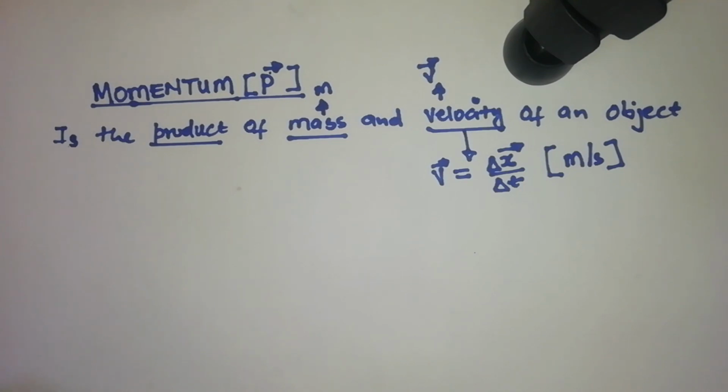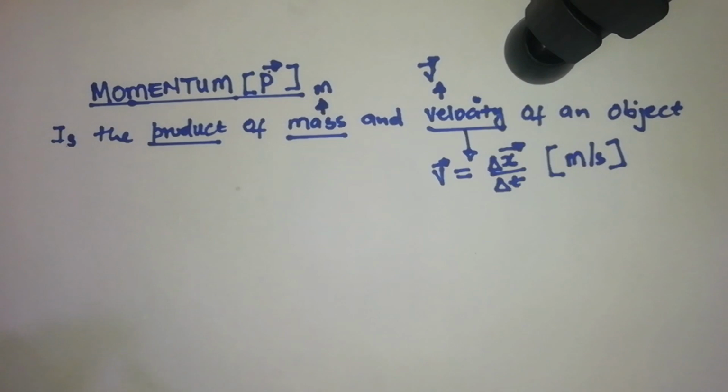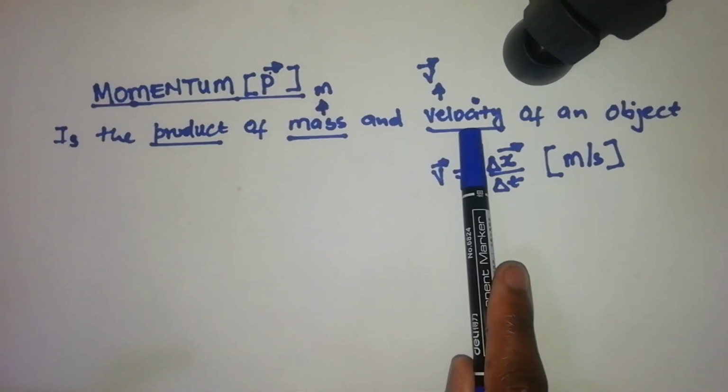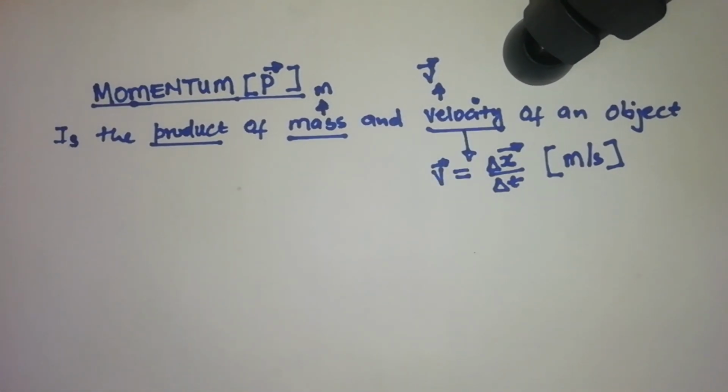For an object to have momentum, firstly, it must have mass and it must move from one place to another. It must possess velocity. Meaning that momentum depends on the mass and the velocity of an object. If you don't have velocity, you won't have momentum. So objects that are stationary, that are not moving, don't have momentum. They have zero velocity. Hence, they will have no momentum.